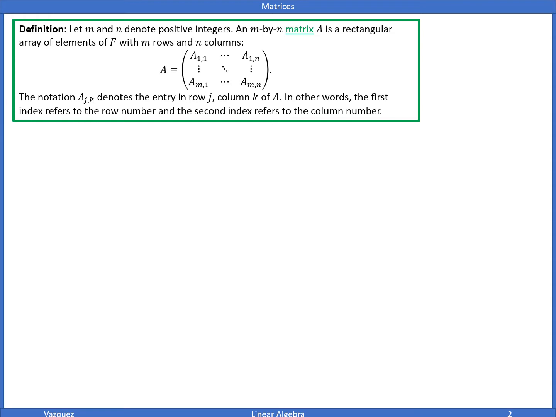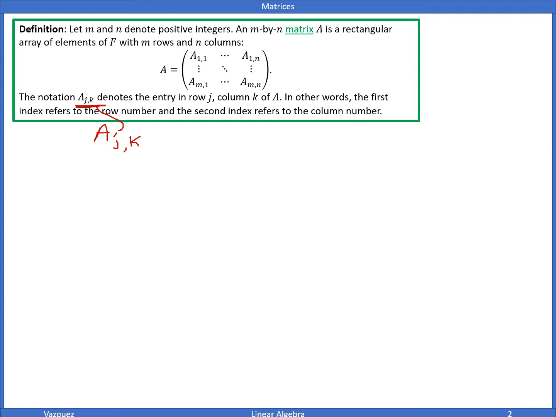In this case, m and n are positive integers, so an m by n matrix is a rectangular array of elements with m rows and n columns. So m by n is rows by columns, right? So rows go like this and columns go like this, in case you don't know. Now the notation A_jk, as you can see up here, denotes the entry in the jth row and the kth column of the matrix A.